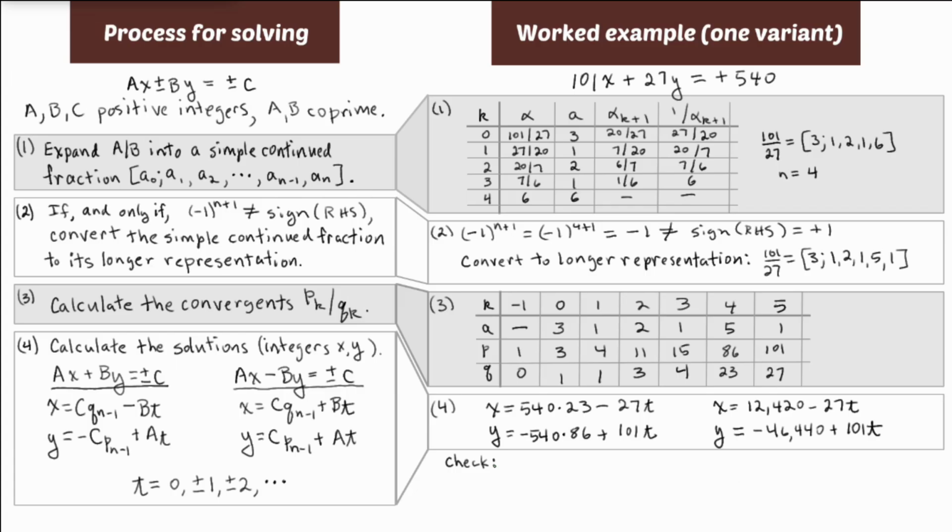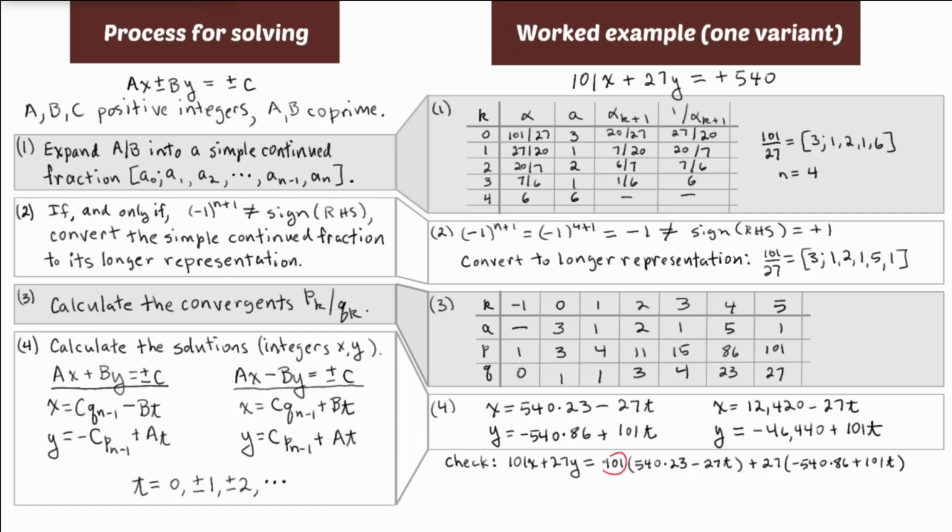Another way to check our work is to substitute the expressions for x and y back into the original equation. Let's do that. 101x plus 27y equals, and we'll use these equations here, 101 times the quantity 540 times 23 minus 27t, plus 27 times the quantity negative 540 times 86 plus 101t. All good so far? Pause the video and make sure you see how we did this.